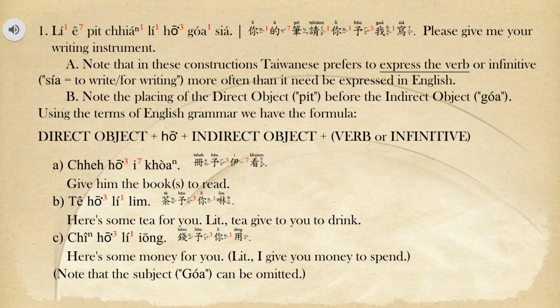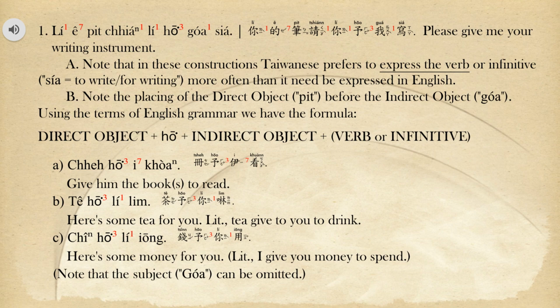你的筆請你予我寫 Please give me your writing instrument. A. Note that in these constructions, Taiwanese prefers to express the verb or infinitive more often than it need be expressed in English. B. Note the placing of the direct object 筆 before the indirect object. Using the terms of English grammar, we have the formula direct object plus 予 plus indirect object plus verb or infinitive.